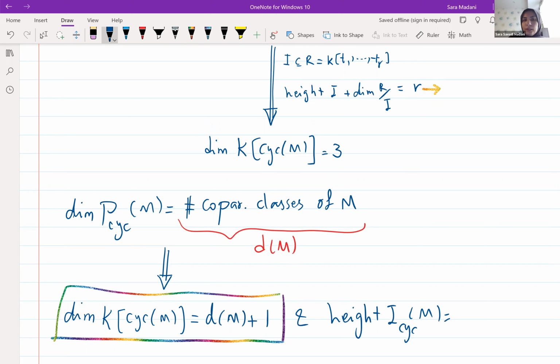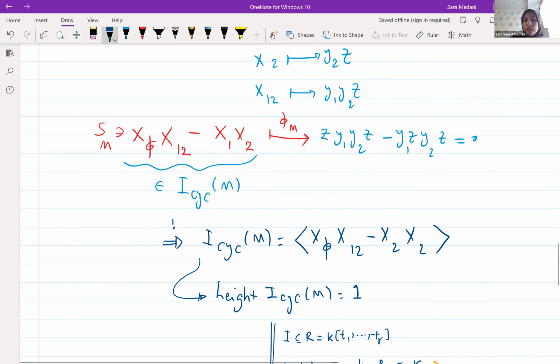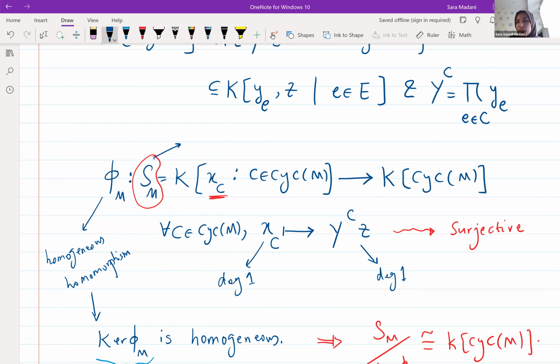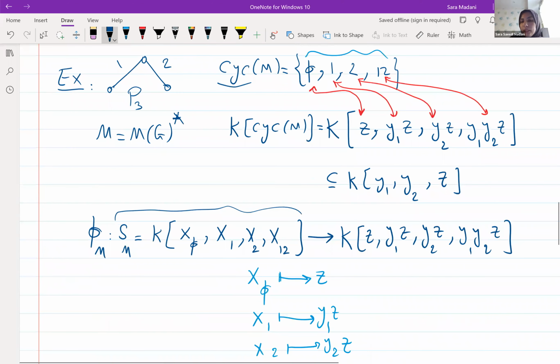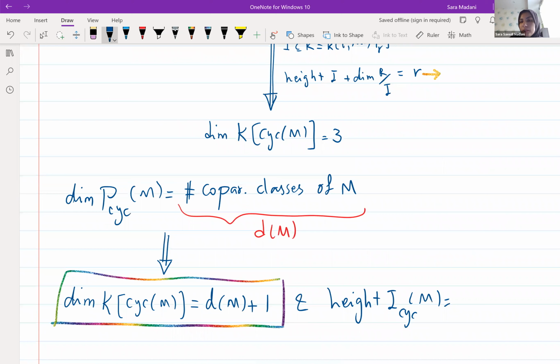again, let's go back to this map, S M. The number of variables is the cardinality of the set of cycles. So we have as many cycles as the variables of S M. Now just applying this height-dimension formula, I get the cardinality of Cyc M, or the number of cycles, minus D M minus 1. So we also have this formula for height.